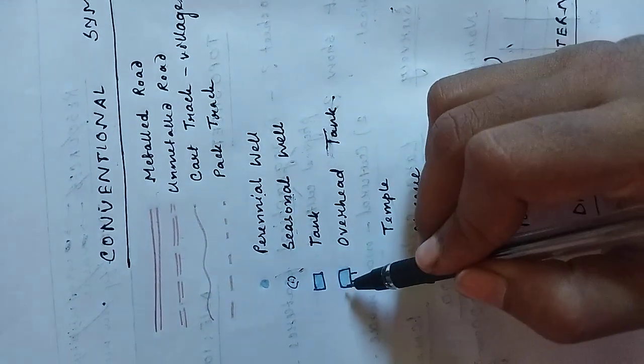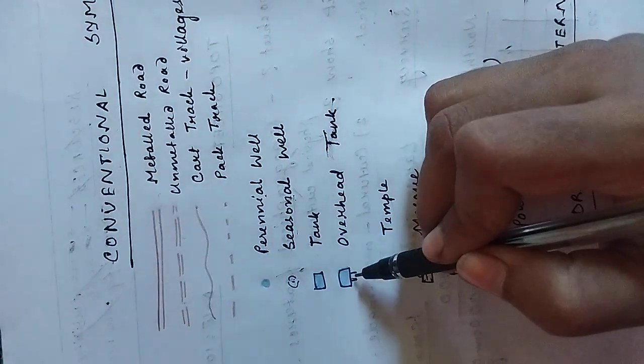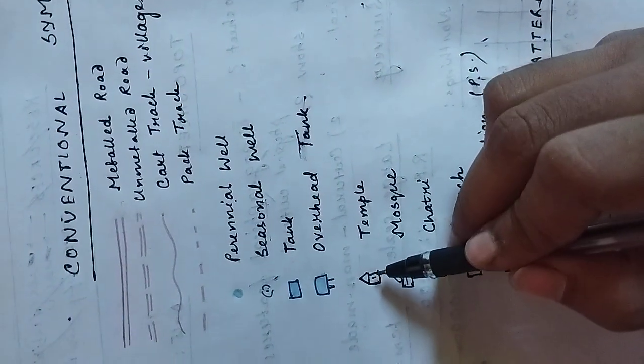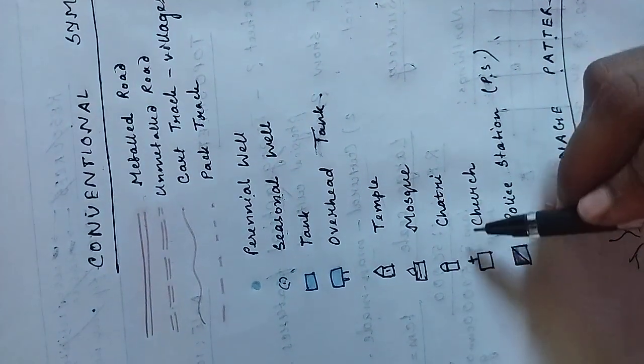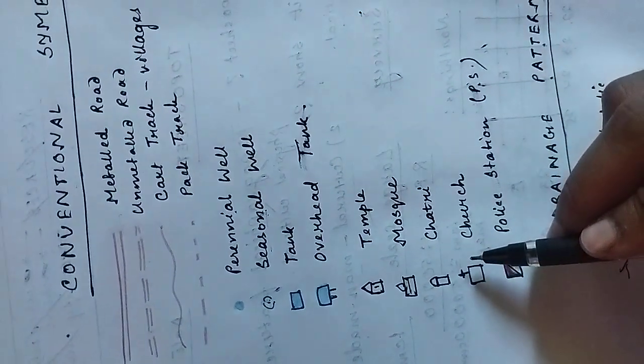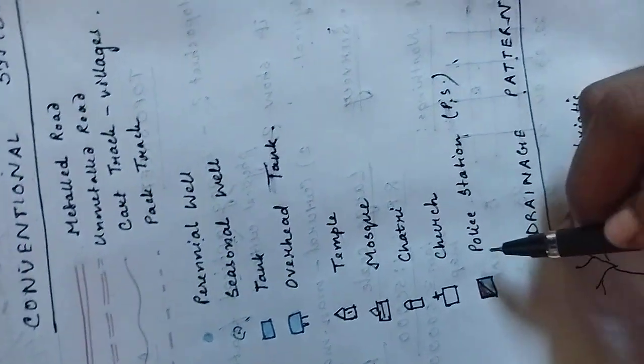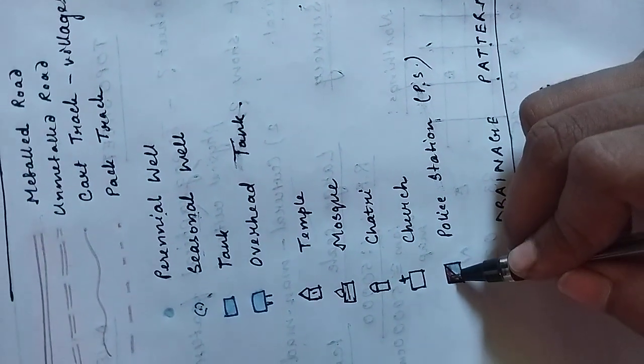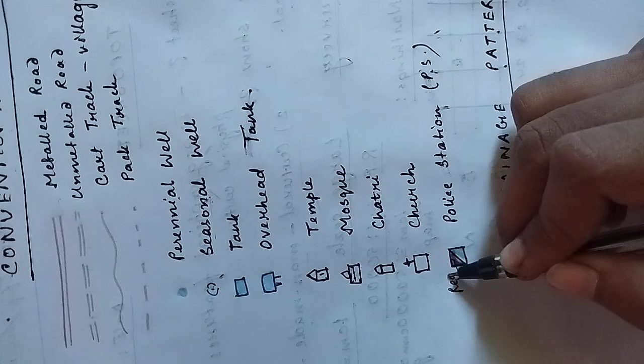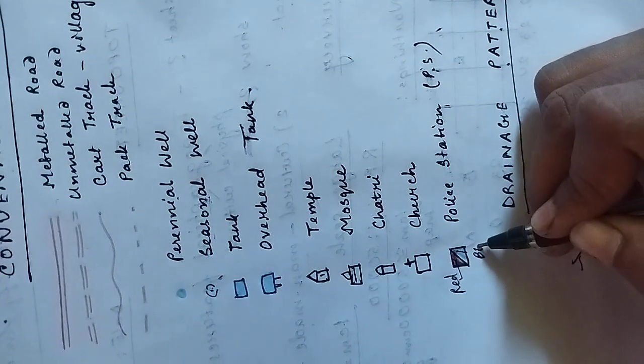This is the tank. This is the overhead tank, so two lines will be beneath it. So this is a temple, mosque, chhatri, and this is a church, and this is a police station. The police station is this. This will be red in color, and there will be blue in color. So this will denote a police station.